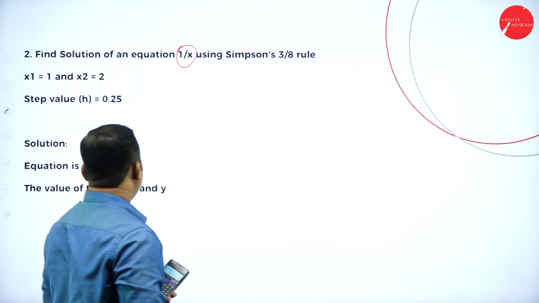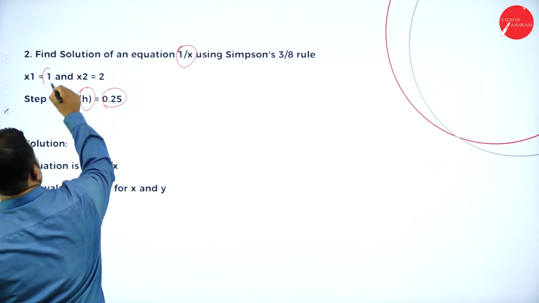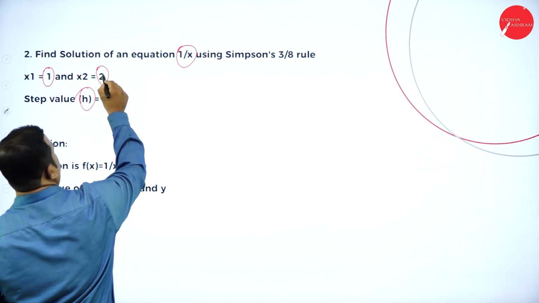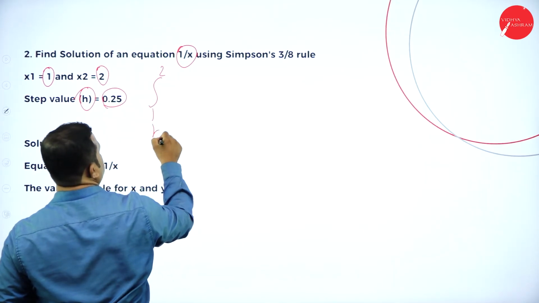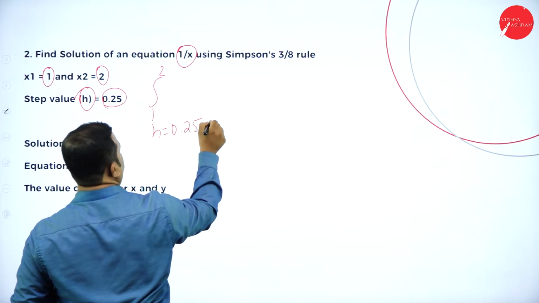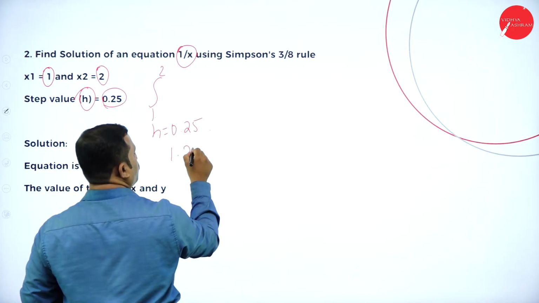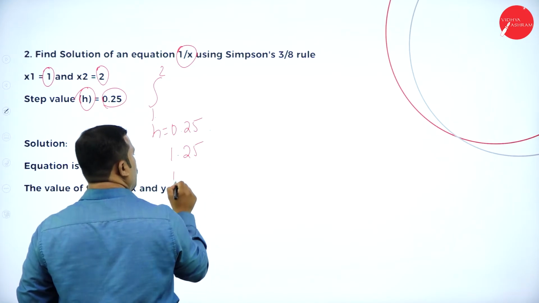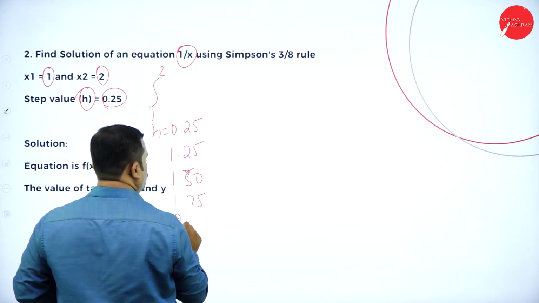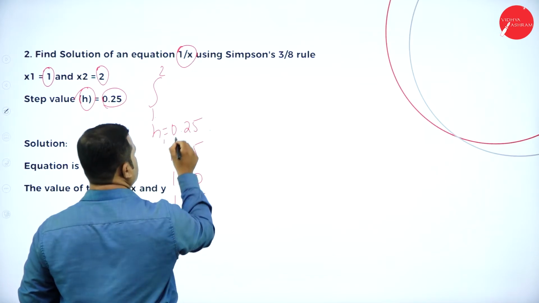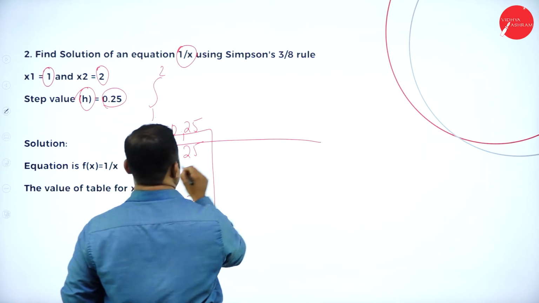If that is the case, what is the value of the integral of 1 by x using the Simpson's 1/3 rule? What is the step size? Step size considered here is 0.25, with lower limit 1 and higher limit 2. So between 1 and 2, we have the step size h equal to 0.25. If that is the case, what is the next incremental value? 1.25. Other increment values 1.50, 1.75, 2.00. So between 1 and 2, we will be left with these many values.